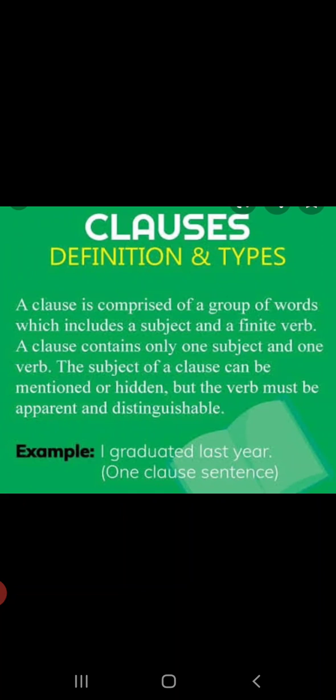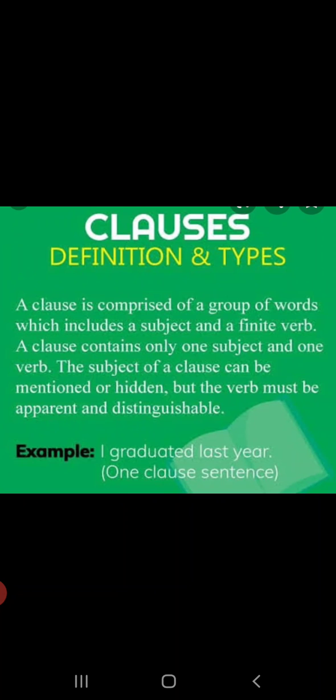Okay, as you can see in this example, I graduated last year. So, this sentence has a subject, I, and a verb, graduated. So, this is a one clause sentence. So, we can say that a clause is a group of words in a sentence that consists of a verb and its object and may or may not contain the subject.